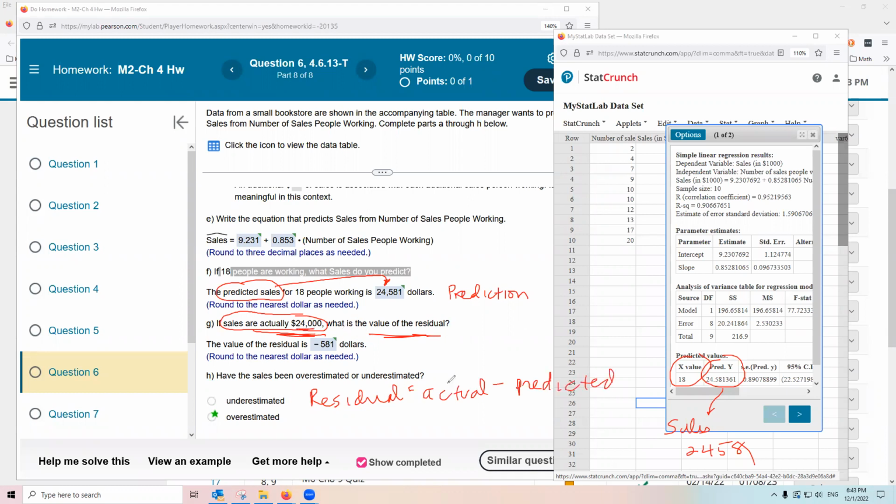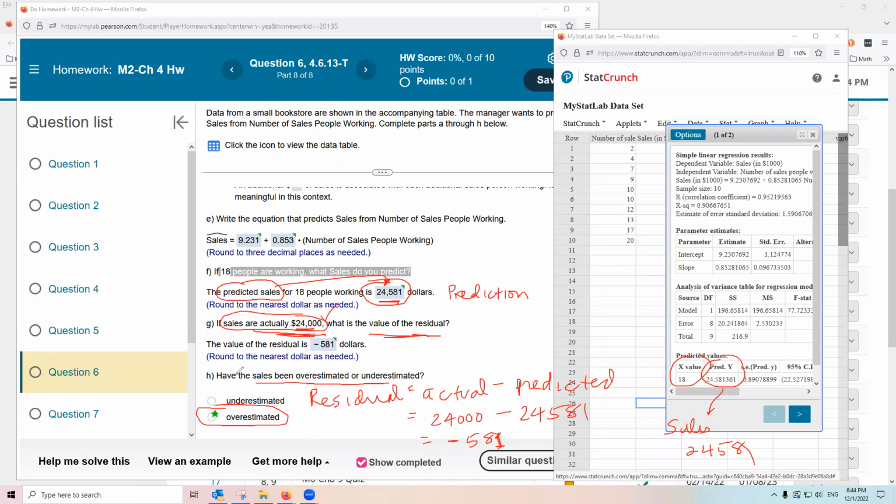So for us, the actual was 24,000. And our prediction was 24,581. So this turns out to be negative 581. A residual can be positive, it can be negative. It all depends on the specific example you're working on. All right, it says, have the sales been overestimated or underestimated? Well, our prediction was the sales are going to be 24,581. They actually came in at 24,000, so they came in lower. That means our estimate was too high. It was an overestimate. Our prediction was an overestimate.